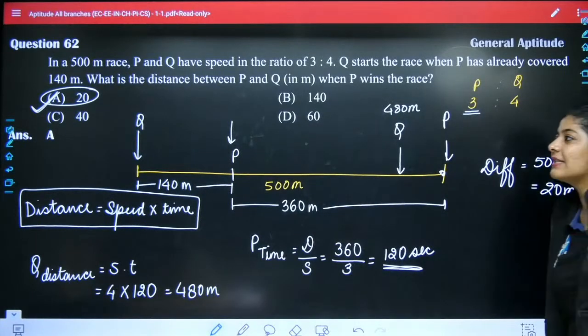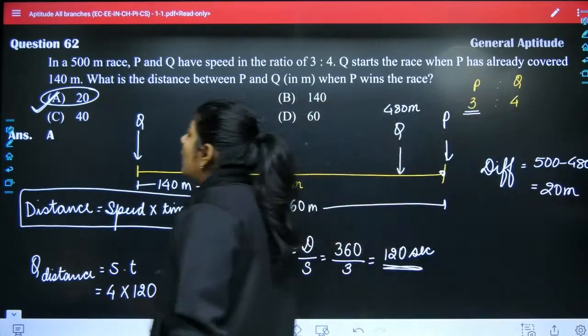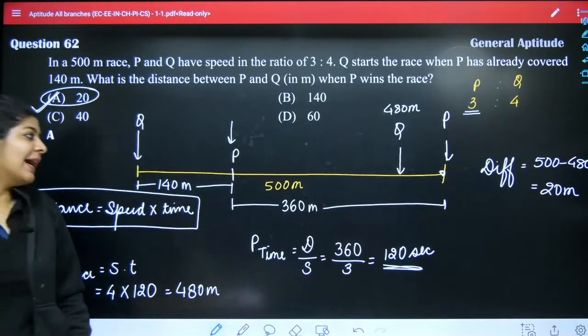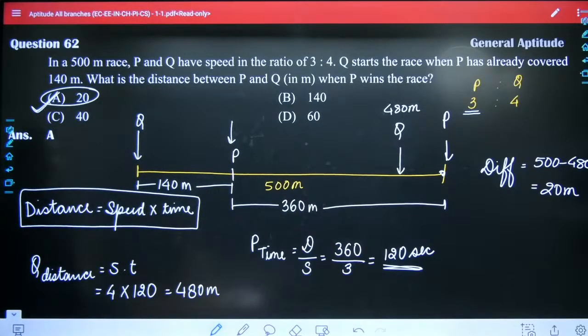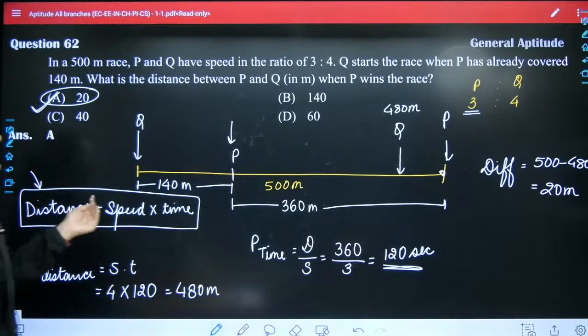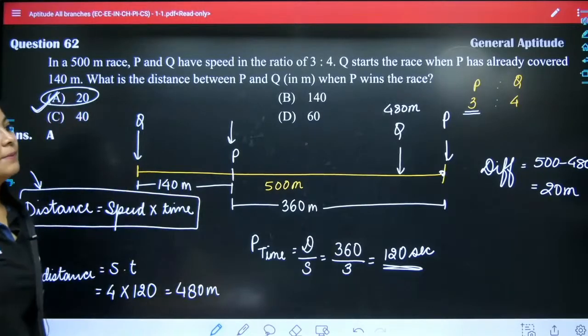This is a very easy question. We need to apply the concept of time and distance over here, and we only need to apply this formula, and with the help of this formula we can easily calculate the given terms, right?